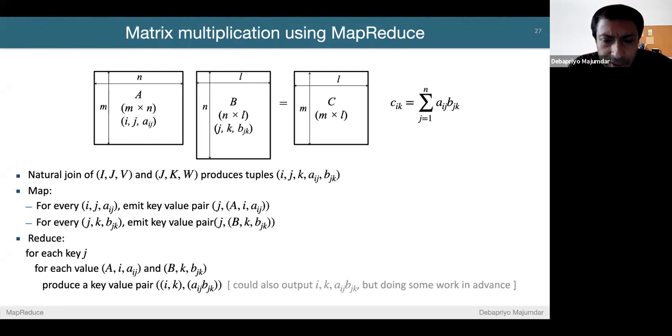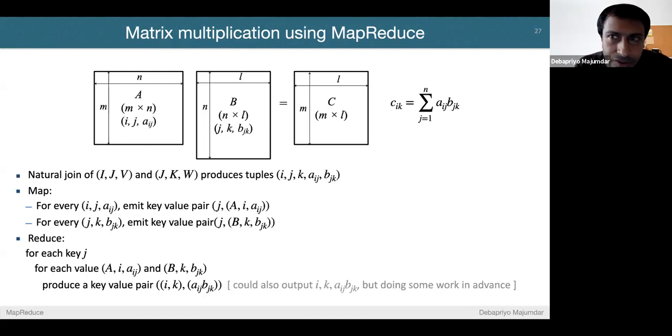But we can do some work for the next MapReduce task in advance. The next MapReduce task will have to group by Ik, because we have to produce the entry Cik for the final matrix. So instead of outputting a triplet like Ik, Aij, Bjk, we'll directly produce a key value pair Ik, comma, Aij times Bjk, so that our next step is just very straightforward grouping and summing.